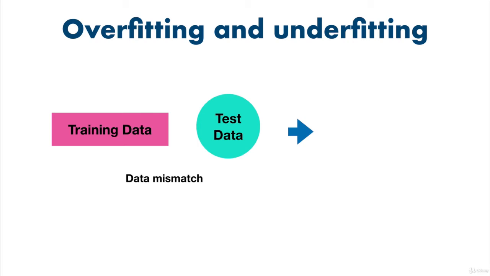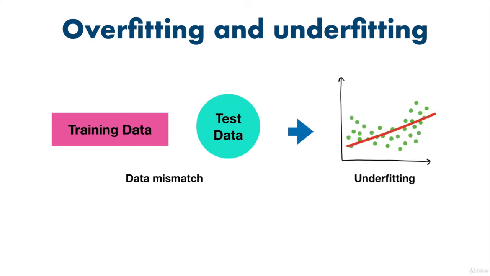Having this kind of mismatch can lead to models performing poorly on test data compared to training data. This is why it's important to ensure that training is done on the same kind of data as you'll be testing on, and as close as possible to what you'll be using in your future applications.